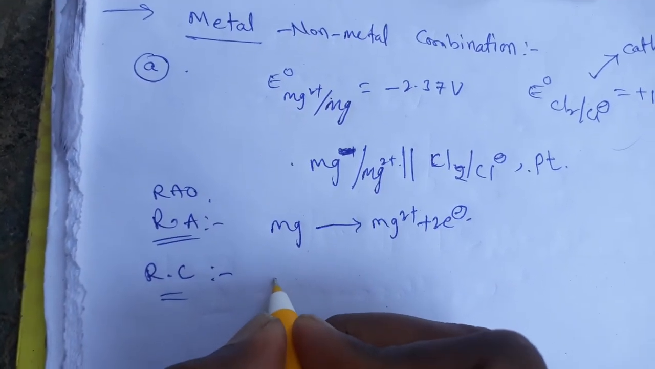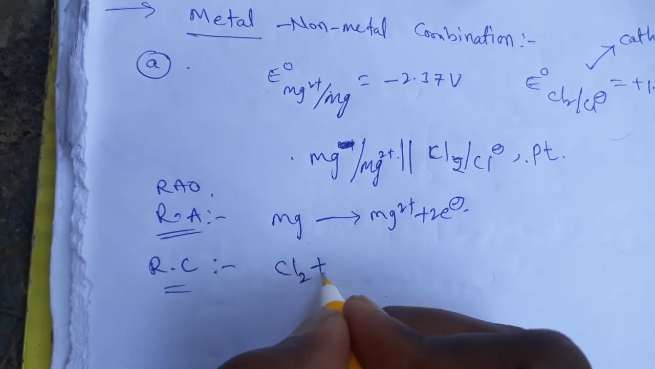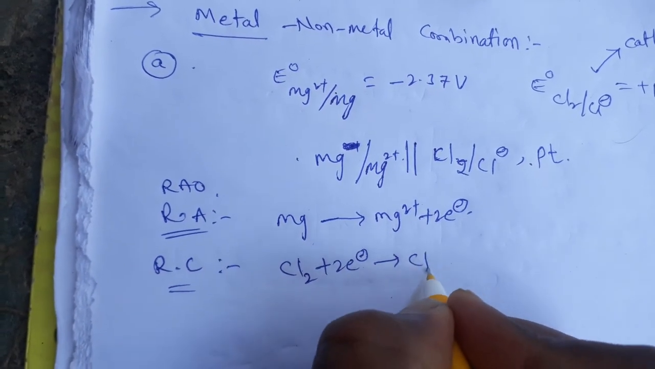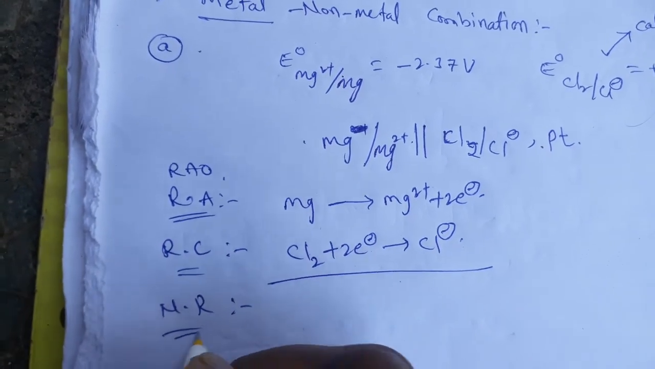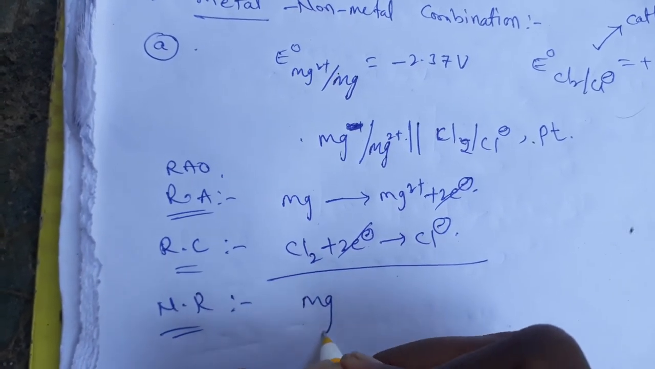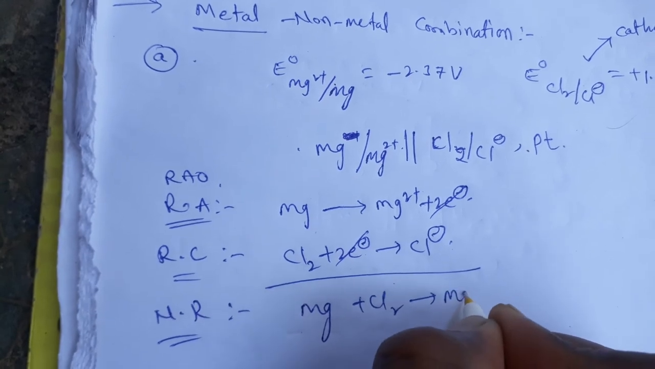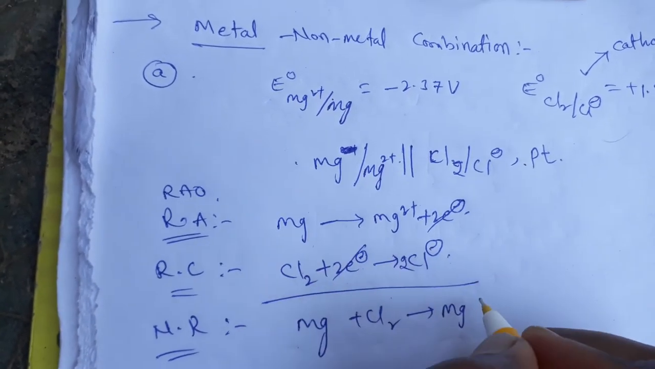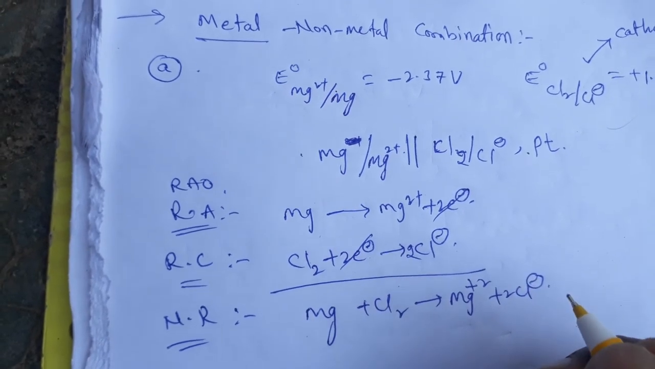Reaction at cathode is going to be Cl2 plus 2 electrons gives rise to Cl minus. So the net reaction: 2 electrons get cancelled. So magnesium plus Cl2 gives rise to magnesium 2 plus and 2 Cl minus.